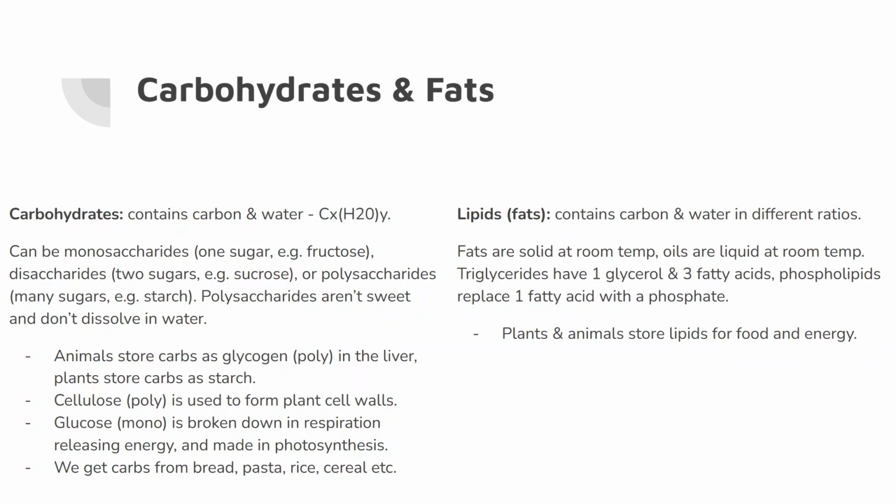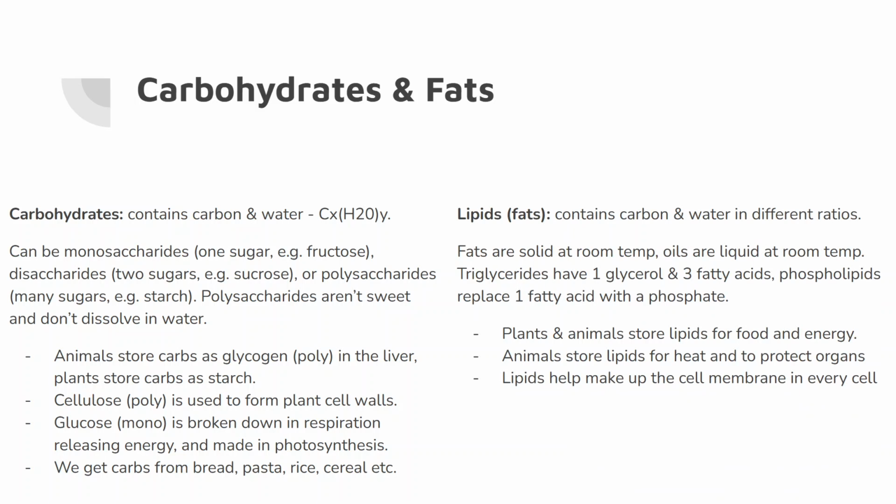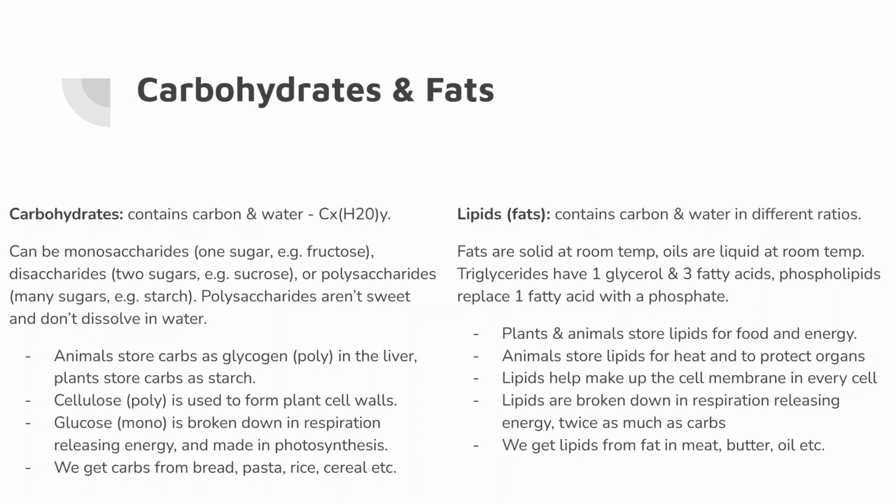So, plants and animals, they store lipids for food and energy. Animals store lipids for heat and also as a fatty layer to protect our organs like our heart. Lipids help make up the cell membrane in every cell, and they're broken down in respiration, releasing energy, and they can store twice as much energy as carbs, so they're really useful. And we get lipids from fat in meat, from butter, from oil, etc.